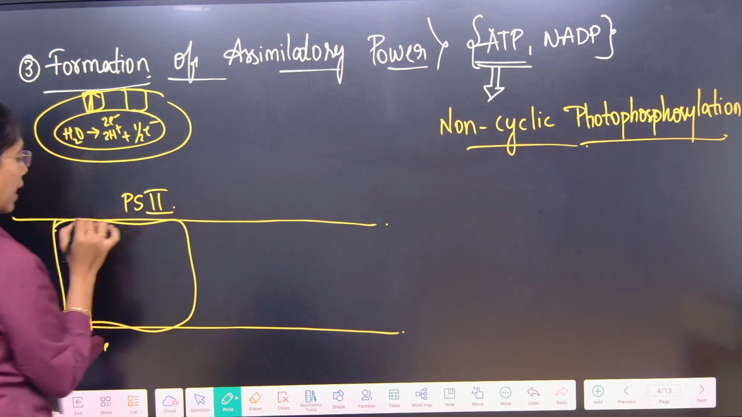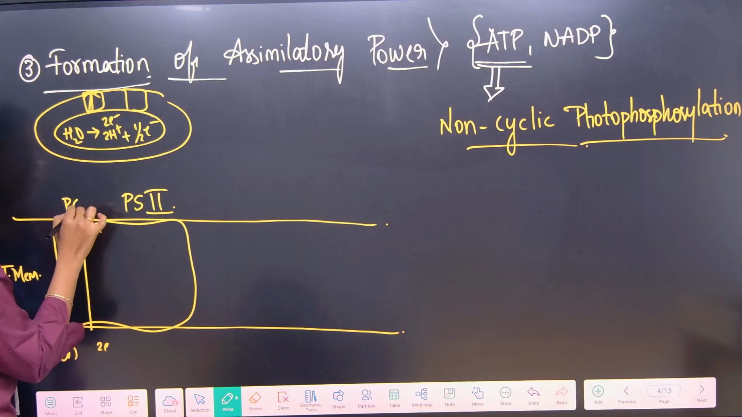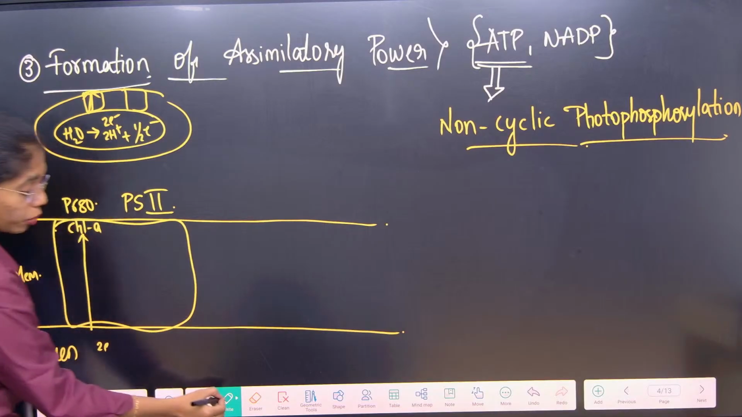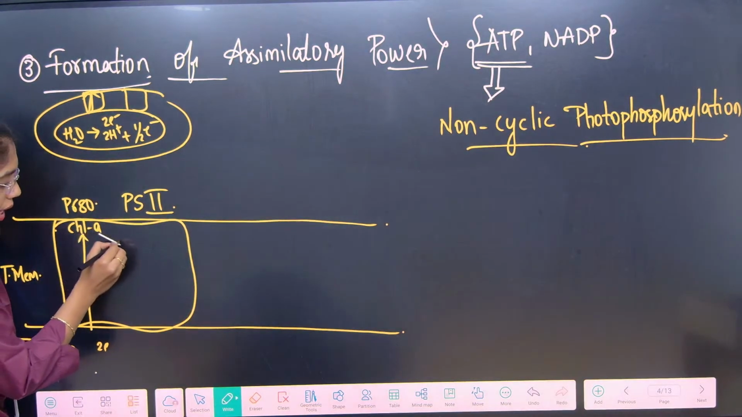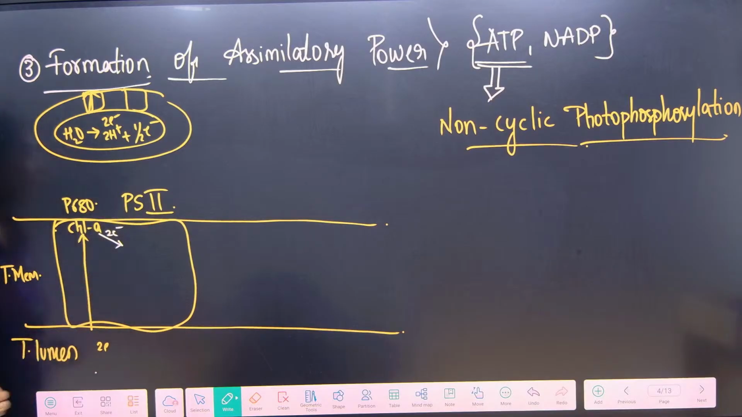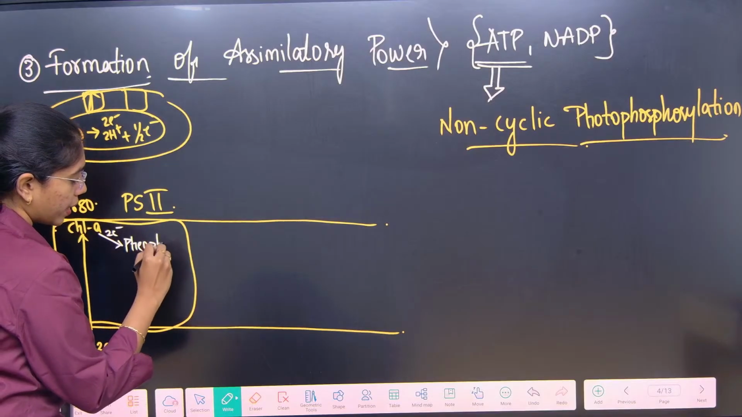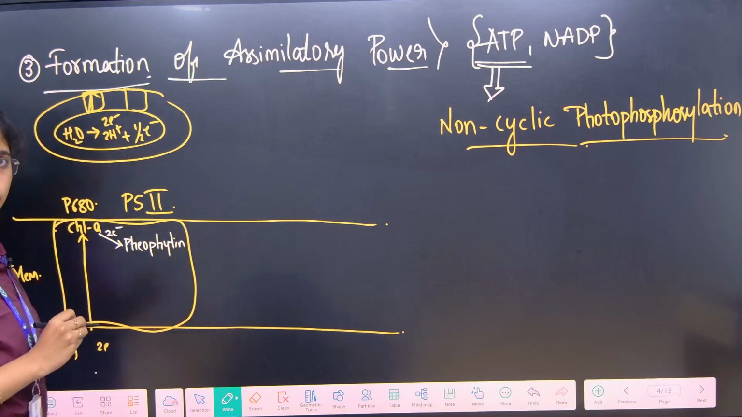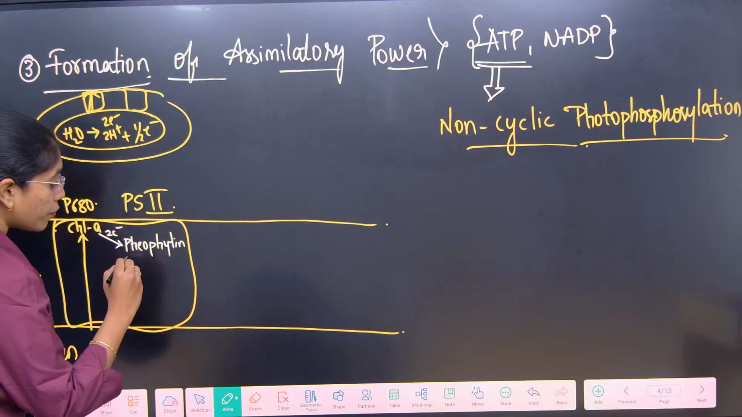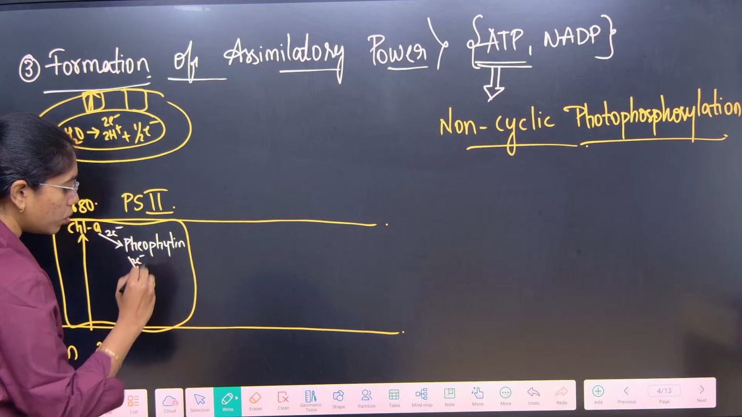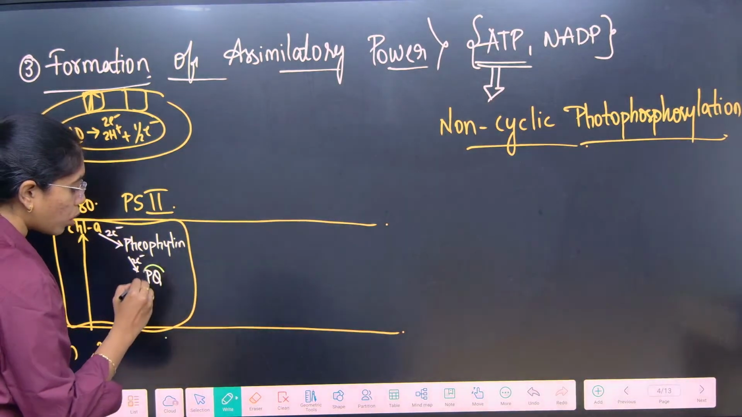PS2. So, the reaction center of PS2, the absorption maxima of chlorophyll A is P680, that is 680 nanometers, right. From here, 2 electrons are first accepted by pheophytin. Remember, this is the primary electron acceptor which is present on the outer side of the thylakoid membrane. Next, pheophytin will submit the 2 electrons to plastoquinone. Remember, plastoquinone is also a proton acceptor.